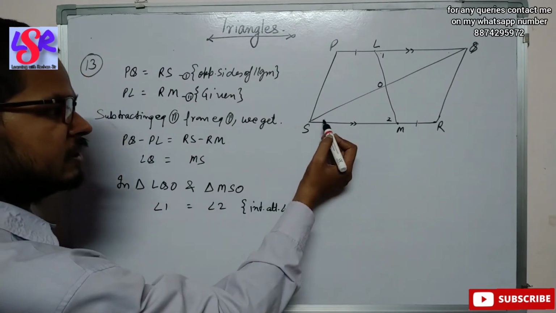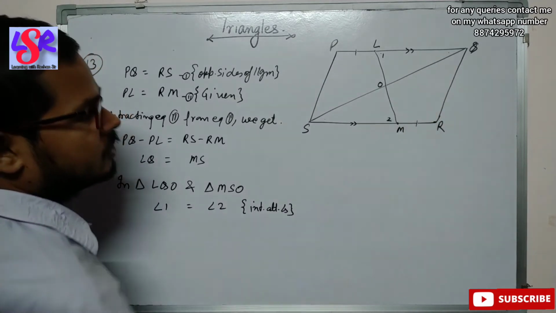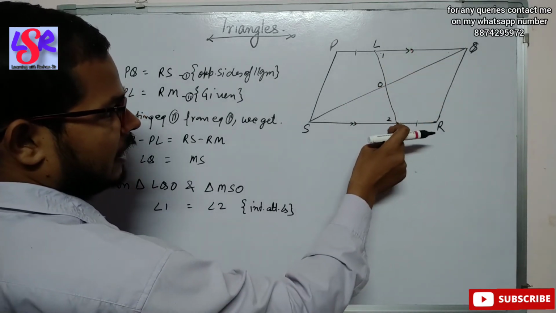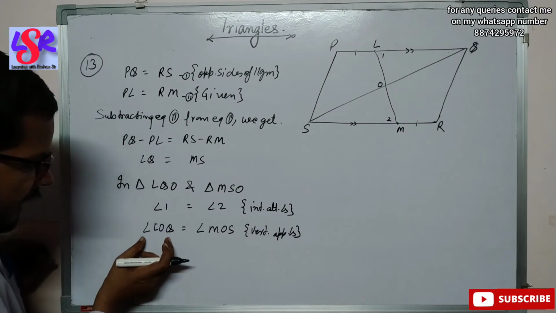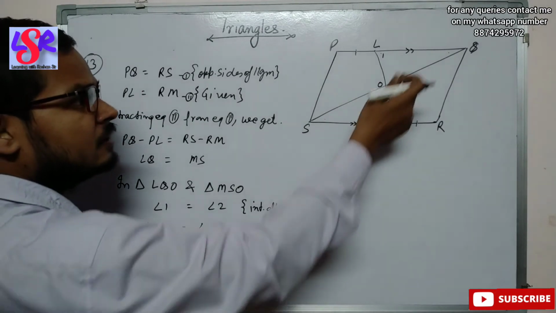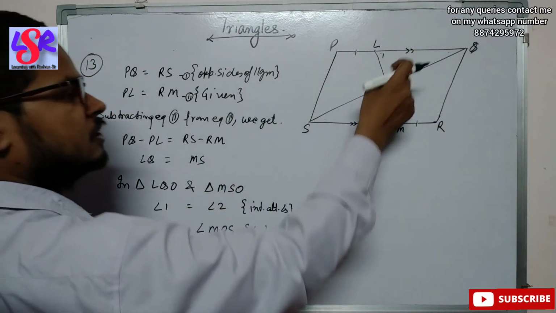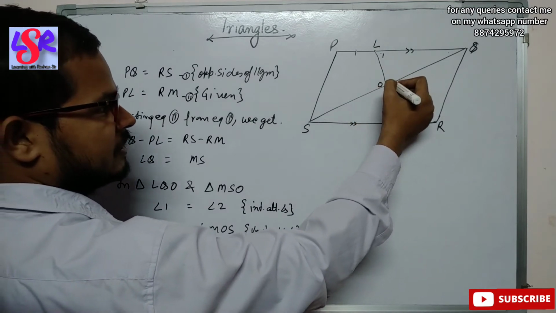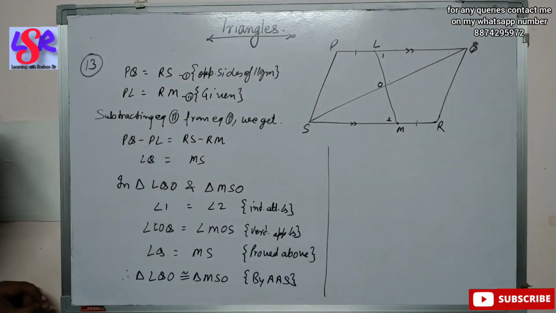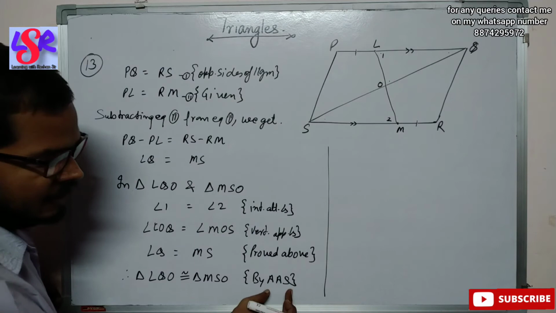Now we can use either this equals to this one or this equals to this one, as both are vertically opposite angles. So let this one only, angle LOQ equals to angle MOS. So here we get angle LOQ equals to angle MOS by vertically opposite angles. And the side LQ equals to MS is proved above. Therefore, these two triangles are congruent as we have used this angle and this side. So AAS. Therefore, triangle LQO is congruent to triangle MSO by AAS.